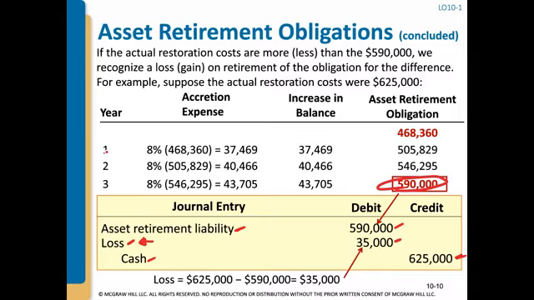Alternatively, if it cost us only $500,000 to restore that land, we would credit cash $500,000. We would still debit our asset retirement liability by $590,000, but in this situation, we would have a credit for a gain. We wouldn't have this $35,000. We would have a credit for a gain for $90,000, and that would also go on our income statement as income. So you're going to debit the asset retirement liability for the balance, credit however much cash you paid for the actual restoration, and the difference will be a gain or loss.